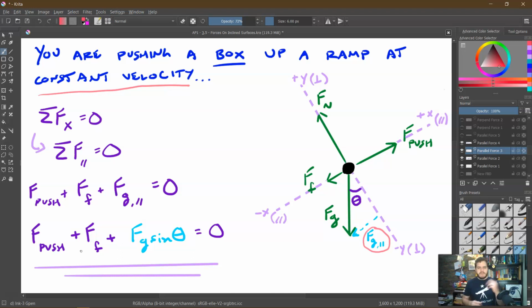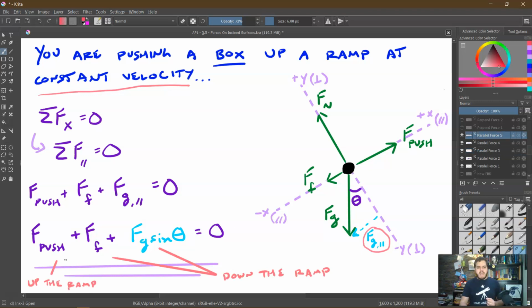Now, a couple things here. How exactly do we define the direction of these? Because it's no longer just left, right, up, and down. Left, right, up, and down are now a little more complicated. So typically what we would say is that F push is up the ramp and Ff and Fg sine theta are down the ramp. That's totally acceptable to write it as Ff is 10 newtons down the ramp. That's saying its magnitude and its direction.